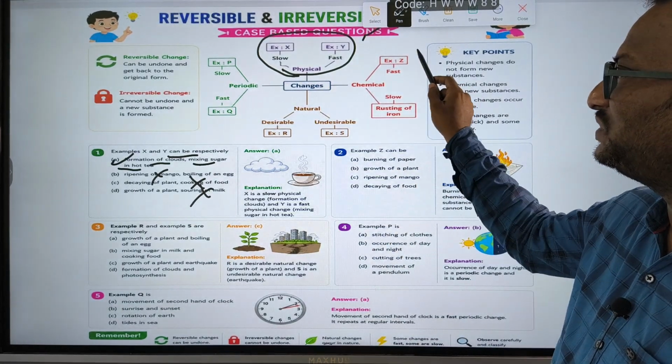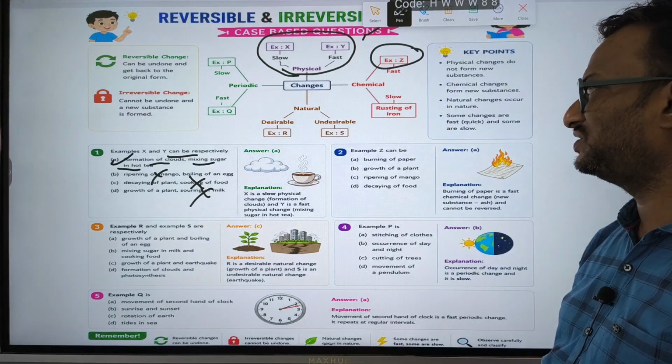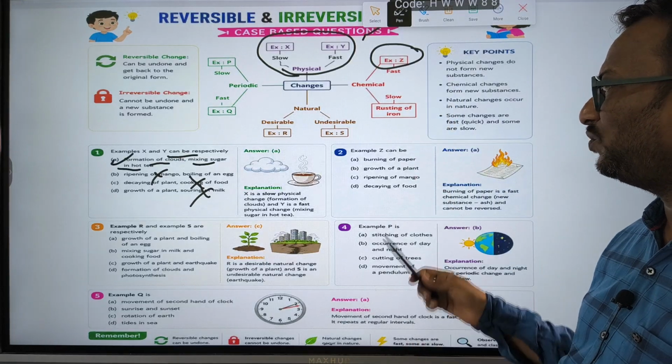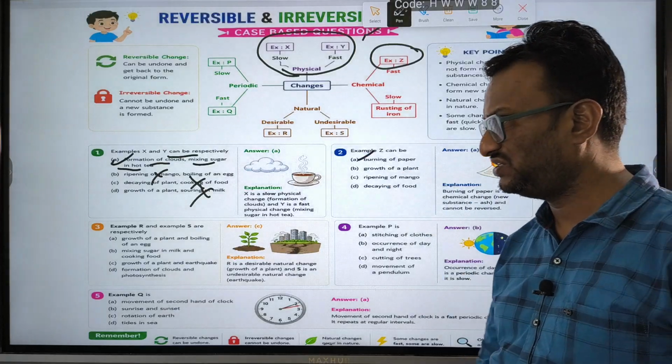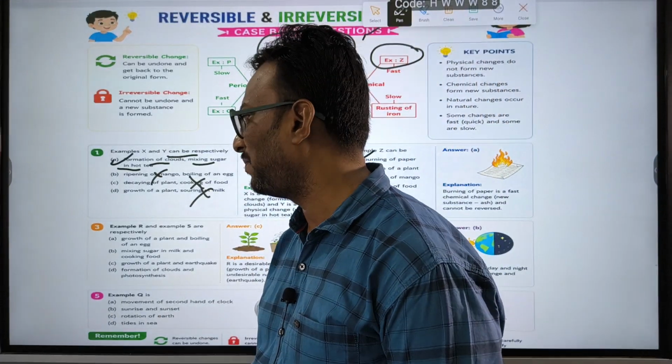Example Z. Example Z comes under chemical change, which is fast change. Burning of paper, growth of plant, ripening of mango, decaying of food. It is answer A. Burning of paper is a fast change. So likewise we can do the problems.